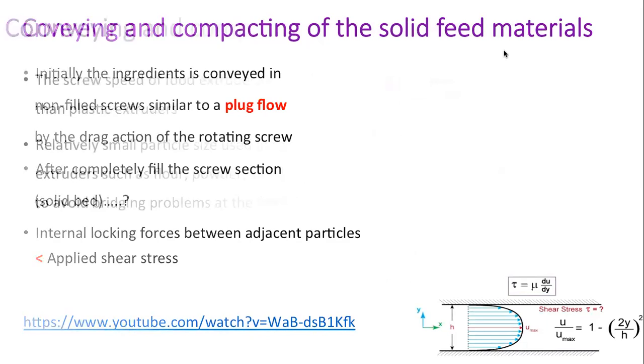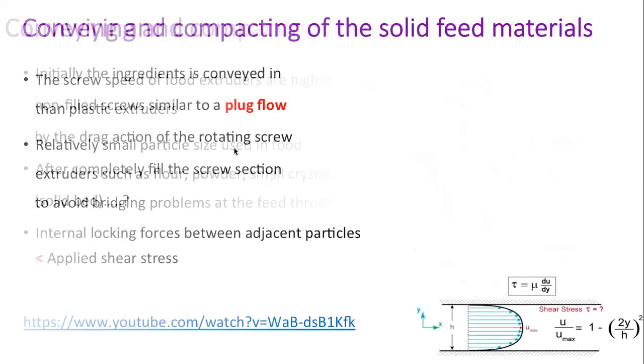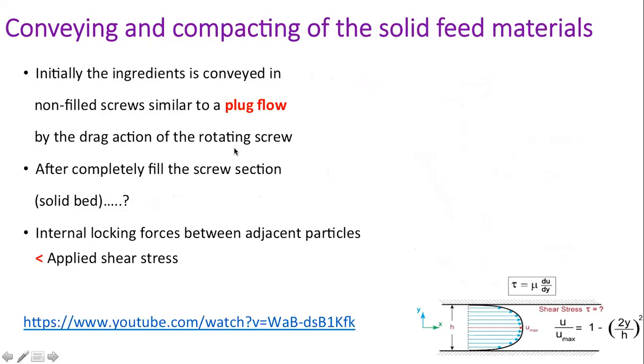Okay, so now you know what the die is. What are the important things in designing dies? All these things are clear. And why are we using small particles in food extrusion? That is also clear, right? And what is the bridging problem? It is a very common term in extrusion, so you know what bridging is. Now we are going to discuss how the solid raw materials move towards the die, and what the mechanisms and some engineering parts are.